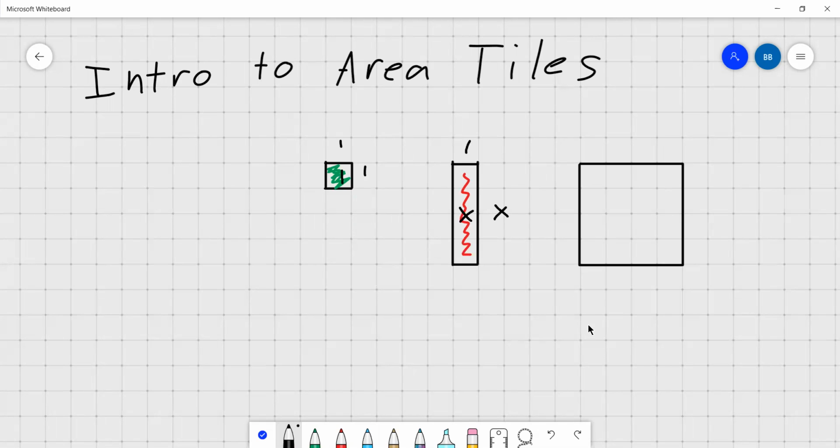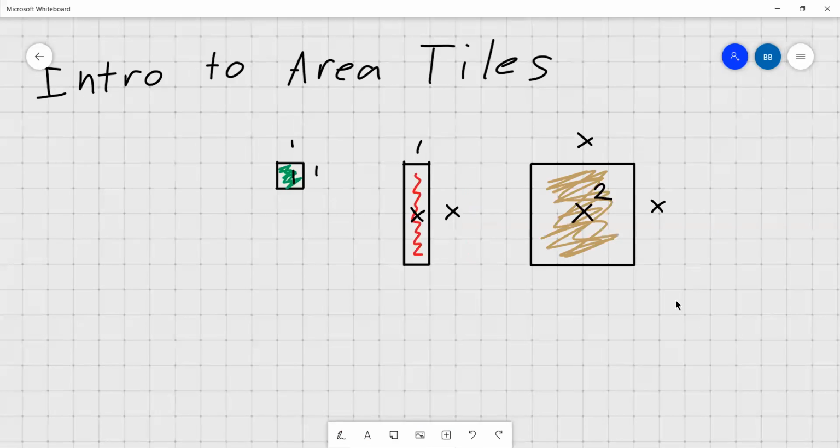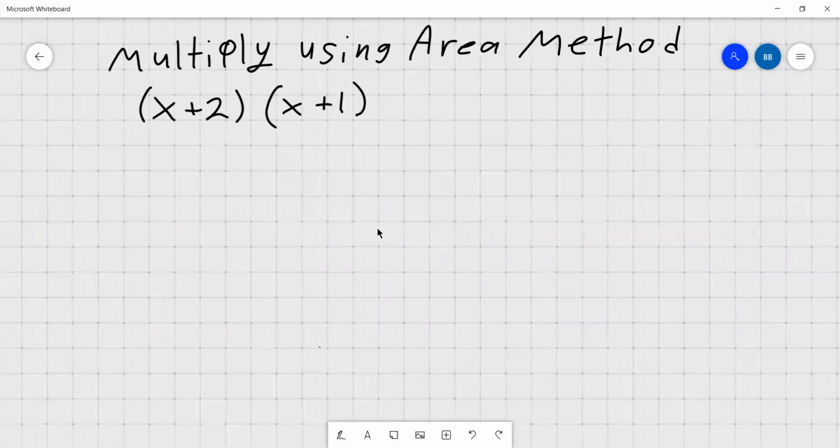What about this big square here? You could probably tell that each side will be of length x. That means that the area inside this square will be x squared. But how does this help us? Well, let's turn to an example.